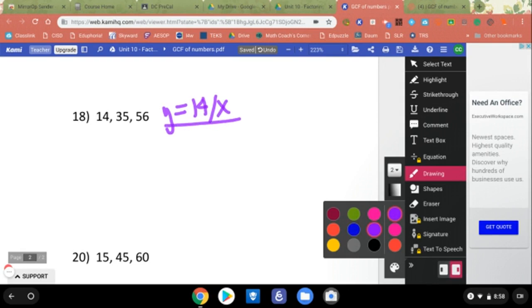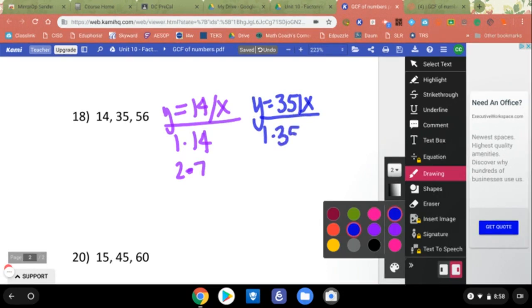Okay, so I'm going to go to y equals and do 14 divided by x. And I'm looking for all of my sets of whole numbers. Well, the first one is 1 and 14. The second one is 2 and 7. That's it. Okay, then I'm going to do the same thing for 35. So we're going to go to 35 and do y equals 35 divided by x. And 35 divided by x is going to give me 1 and 35. My second set of whole numbers is 5 and 7.